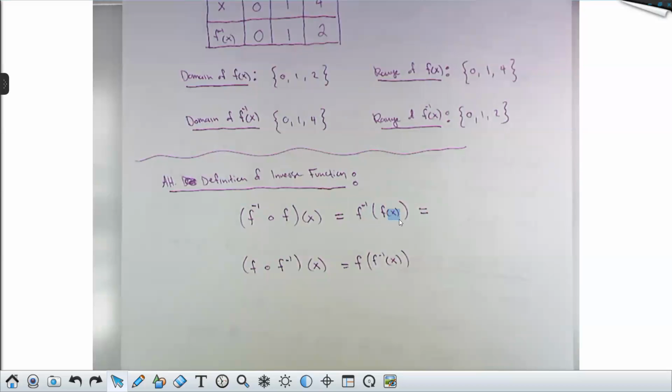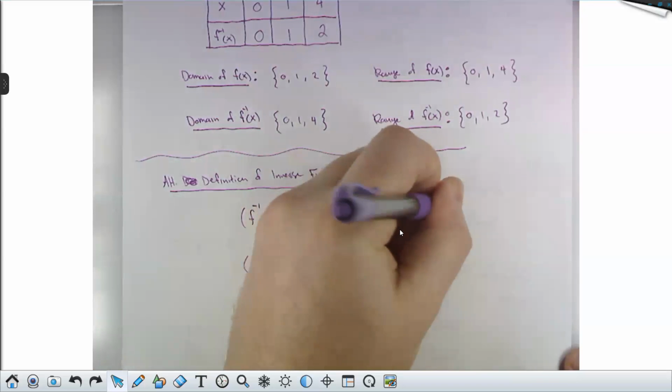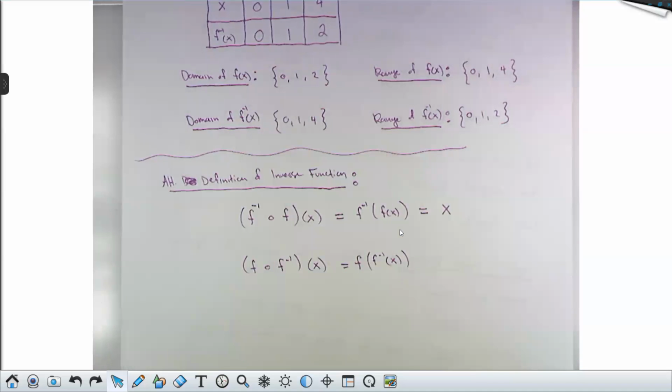So x is the thing that's getting stuff done to it. F does something to x, and then f inverse undoes that thing. So we should get back the thing we started with, which is just x. So Kendra, I think you're on the right track. It's just a matter of the language, the original what? The original input, not the original function. So the original input is x.